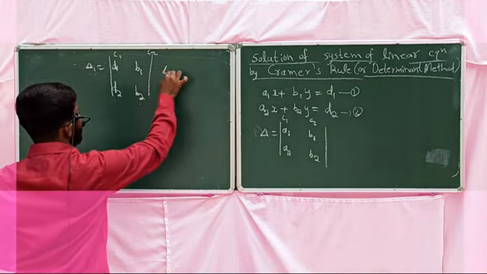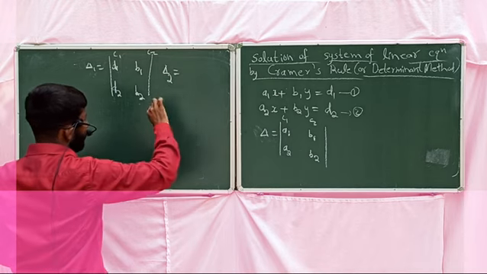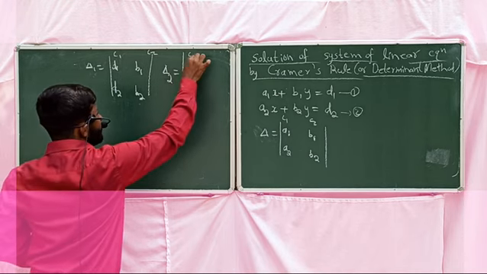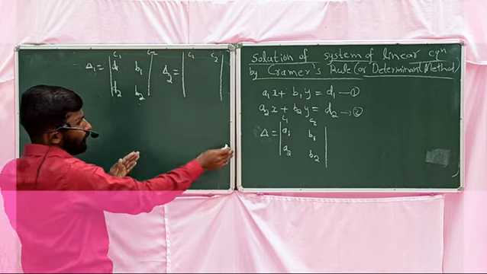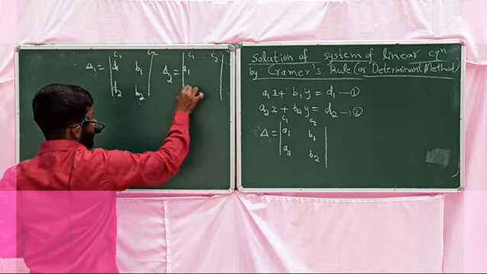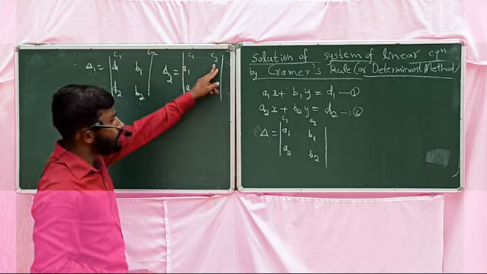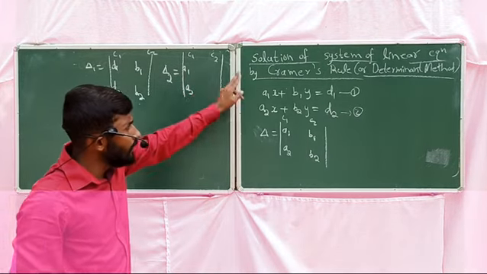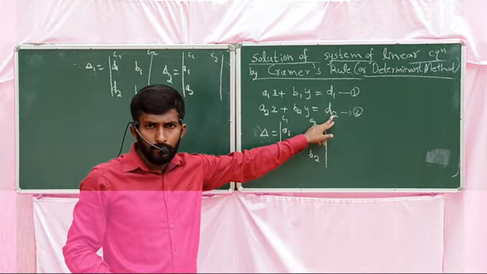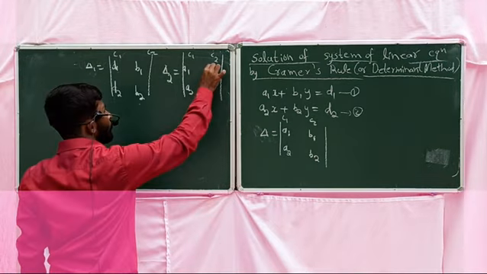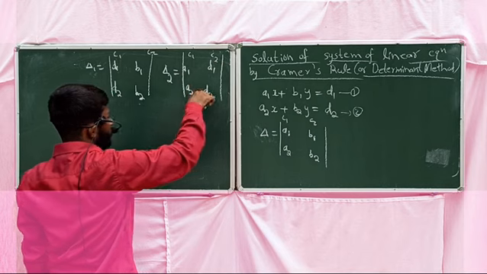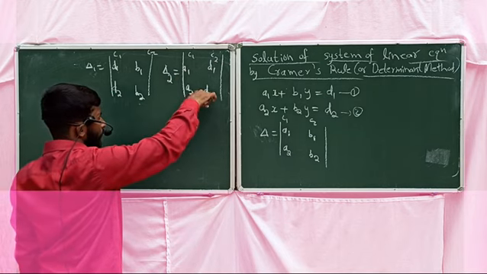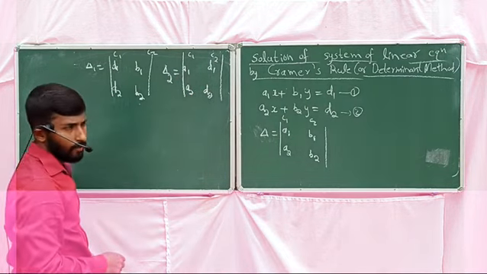Similarly, take delta 2, which is obtained by, here see, C1 and C2 are there. Now consider the coefficients of x as the same, a1, a2. Replace the coefficients of y by the constant terms d1, d2. That means in the second column you need to write d1, d2. Again calculate the determinant value: product of diagonal entries minus product of non-diagonal entries.